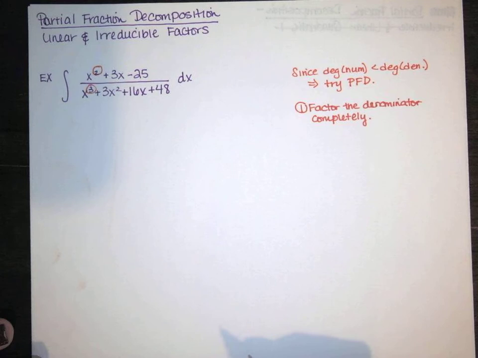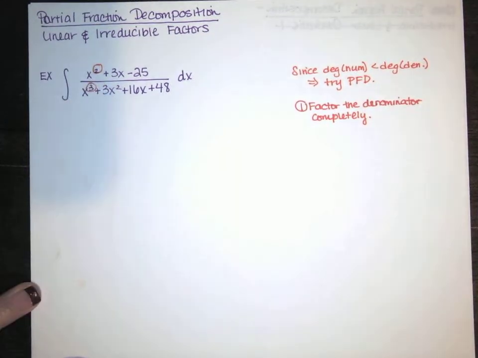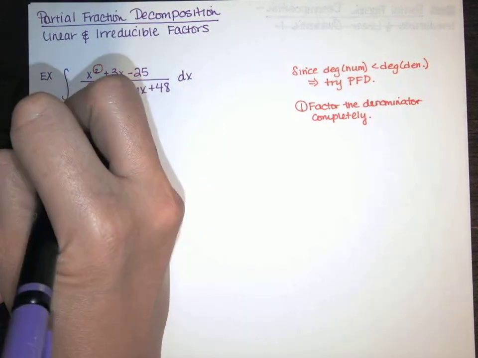If the degree of the numerator is greater than or equal to the degree of the denominator, we've got to do long division first, and then you'll do partial fractions for the remainder over the divisor at the end. But in this case, this works out. Degree of the numerator is less than the degree of the denominator. 2 is less than 3. So we're going to start by factoring our denominator completely.